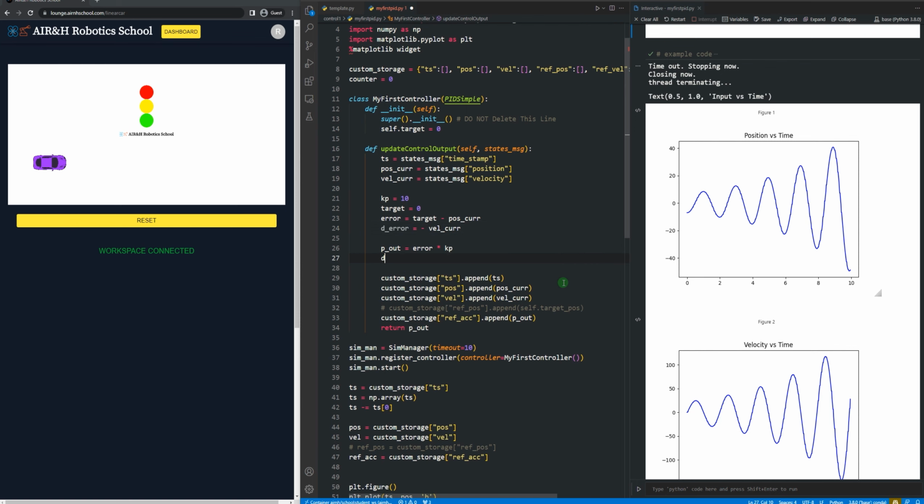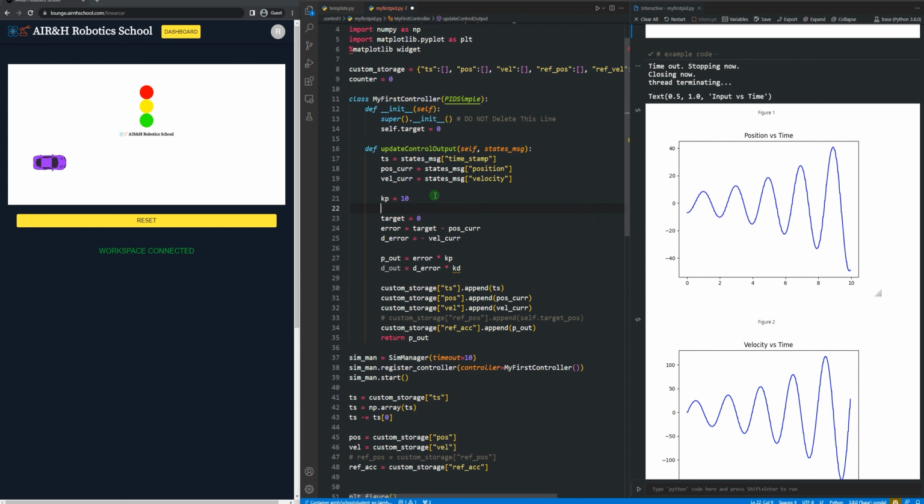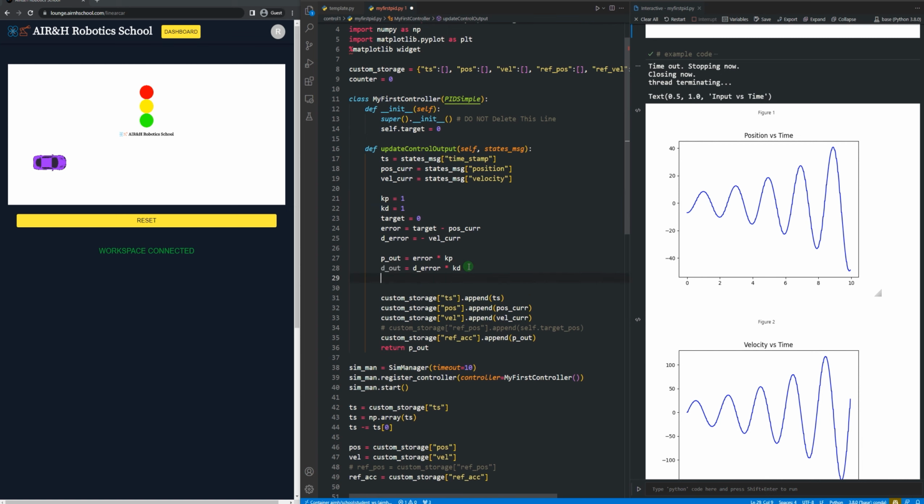And my d out is the d error times kd. I'm going to call my kd the derivative term. So kd is 1, and previously I'm going to use just 1, 1. So kp is 1, kd is 1. And my overall pd out is p out plus d out. It's all plus because we have taken care of all the signs in our calculation here. So that's my PD out, and that's my reference here.